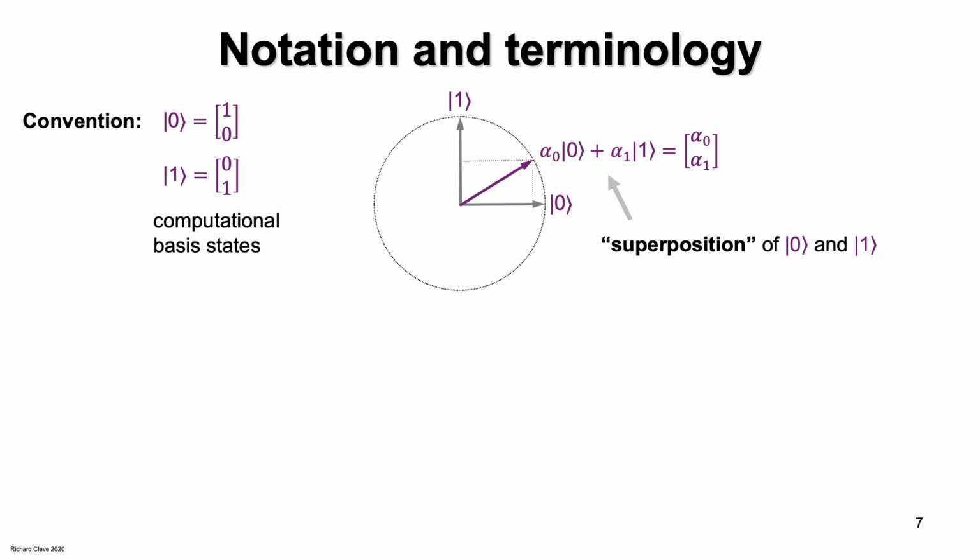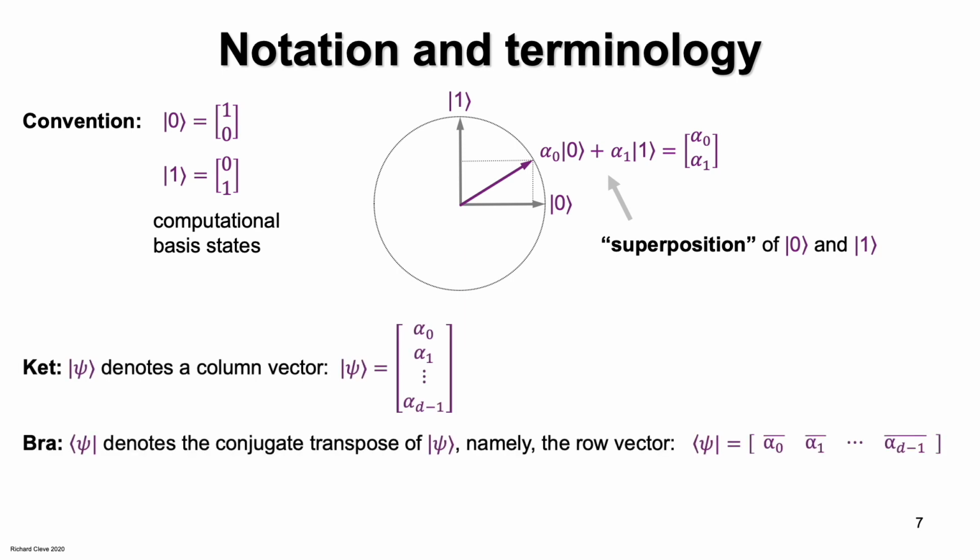More generally, in higher dimensional systems, which will come up shortly, any symbol within a ket denotes a column vector. A bra is like a ket, but written with the angle bracket on the left side, and it denotes the conjugate transpose of the ket with the same label. Taking the conjugate transpose of a column vector yields a row vector whose entries are the complex conjugates of the original entries. A bra is always a row vector.